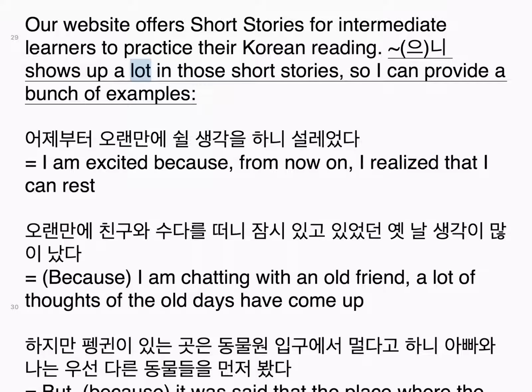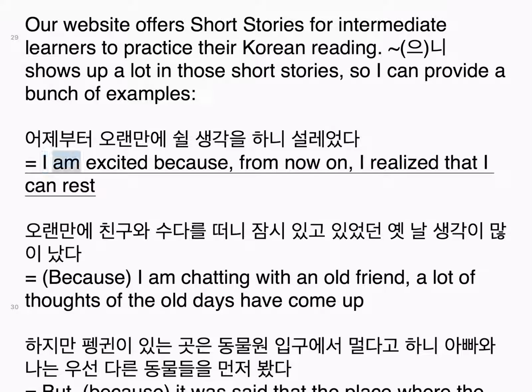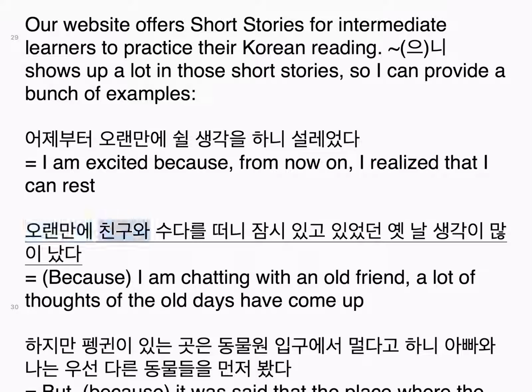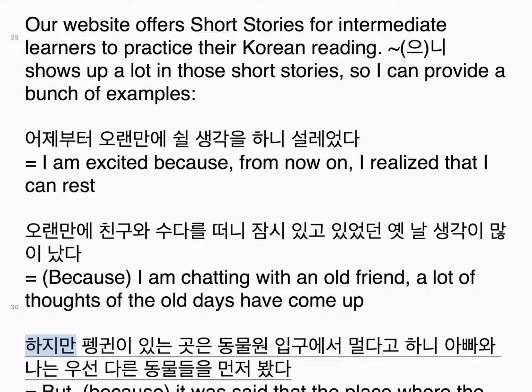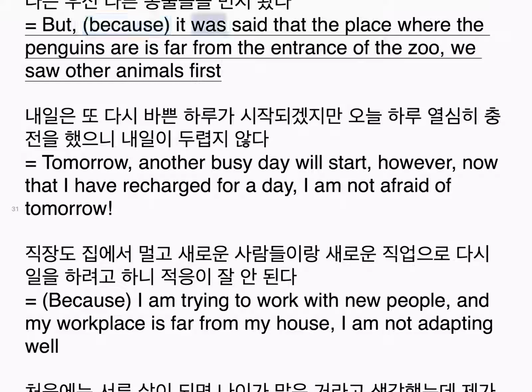으니 shows up a lot in those short stories, so I can provide a bunch of examples. 어제부터 오랜만에 쉴 생각을 하니 설레었다. I am excited because, from now on, I realize that I can rest. 오랜만에 친구와 수다를 떠니 잠시 잊고 있었던 옛날 생각이 많이 났다. Because I am chatting with an old friend, a lot of thoughts of the old days have come up. 하지만 펭귄이 있는 곳은 동물원 입구에서 멀다고 하니 아빠와 나는 우선 다른 동물들을 먼저 봤다. But because it was said that the place where the penguins are is far from the entrance of the zoo, we saw other animals first.